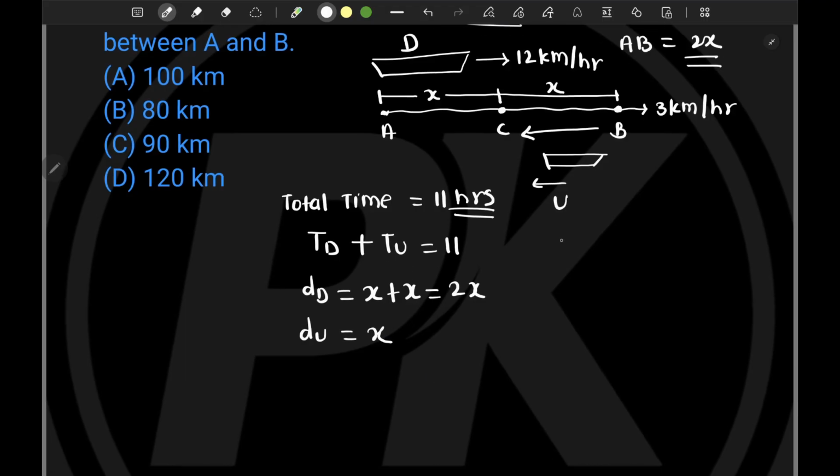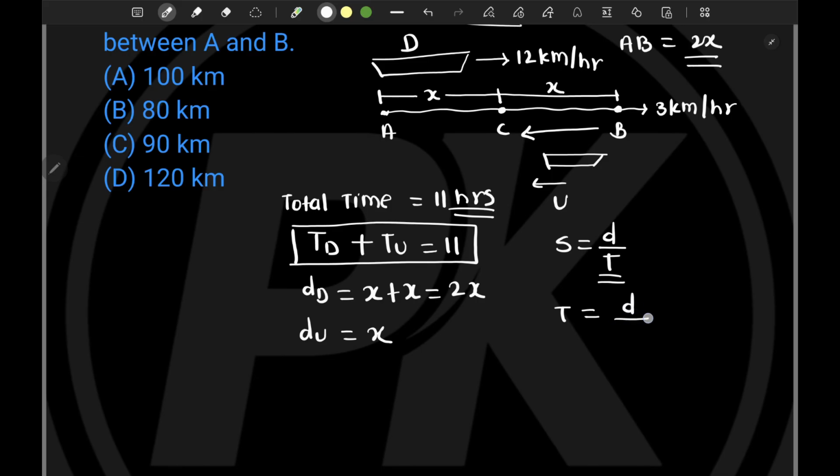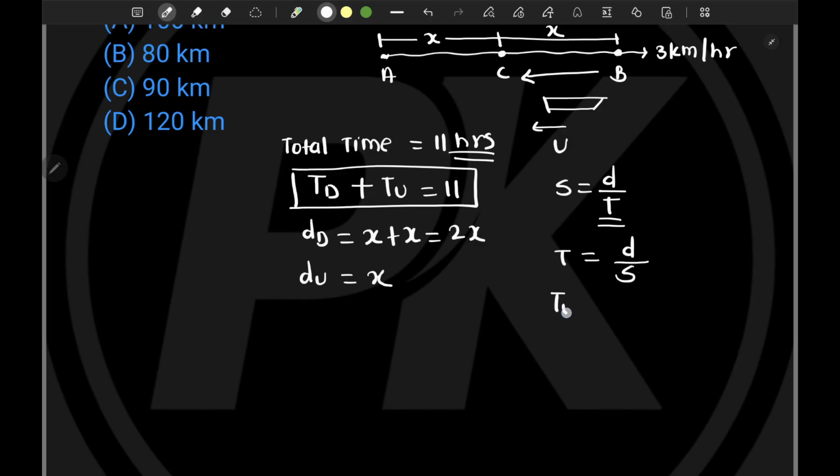Now we know in time, speed, distance we have only one formula, which is speed is equal to distance divided by time. This is the only formula. Now for upstream and downstream we have to frame this equation. So we have one equation in terms of downstream and upstream. Let us write this equation in terms of t. It will be distance divided by speed. So for upstream, the distance in the upstream divided by speed in the upstream.